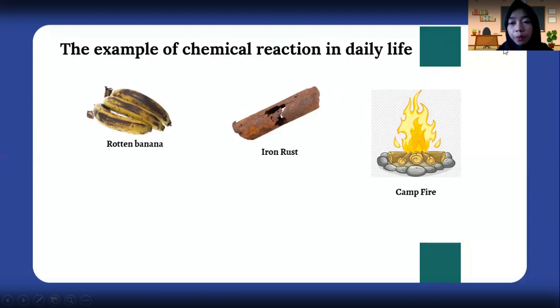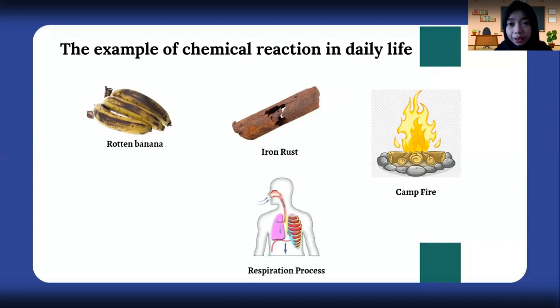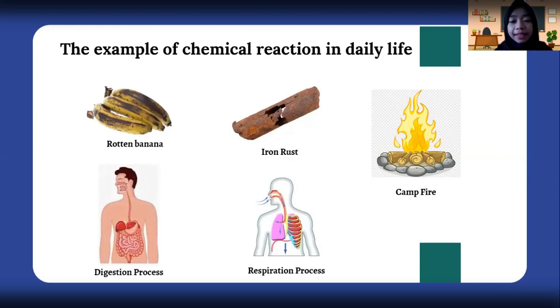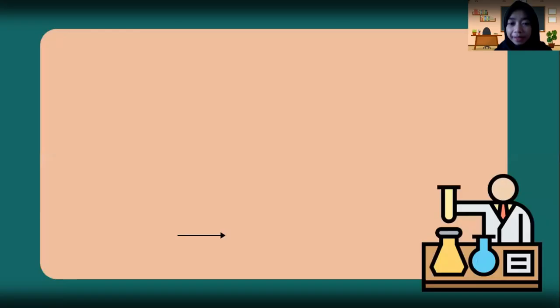Here, the wood will produce a new substance which is charcoal. It is a chemical reaction. And then the respiration process. In our body, there are a lot of processes in which chemical reactions occur. And then the digestion process. Digestion also is a chemical reaction because in our body one substance reacts and is converted into another substance in order for nutrients to be absorbed in our body.